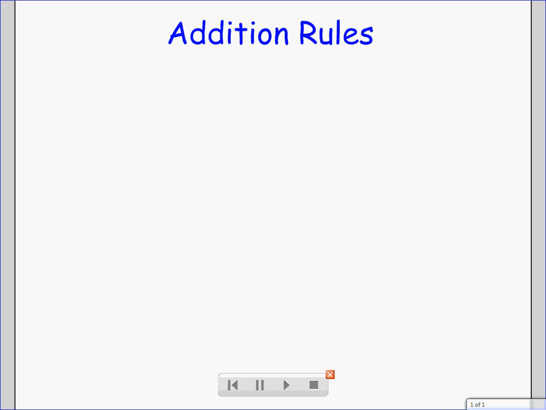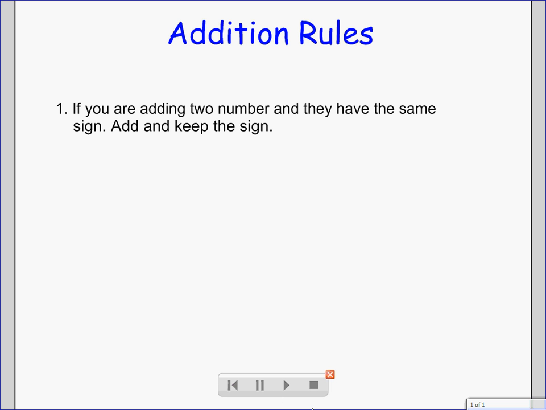First, rule 1. If you're adding two numbers and they have the same sign, add and keep the sign. For example, if I'm adding -10 plus -4, 10 plus 4 is 14, and the sign that they have together, the same sign, is a negative, so it would be -14.